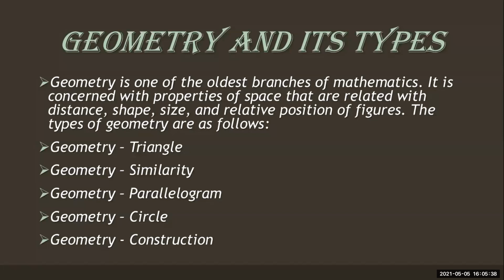Geometry is one of the oldest branches of mathematics. It is concerned with properties of space that are related with distance, shape, size, and relative position of figures. The types of geometry are as follows: geometry triangle, geometry similarity, geometry parallelogram, geometry circle, geometry construction.